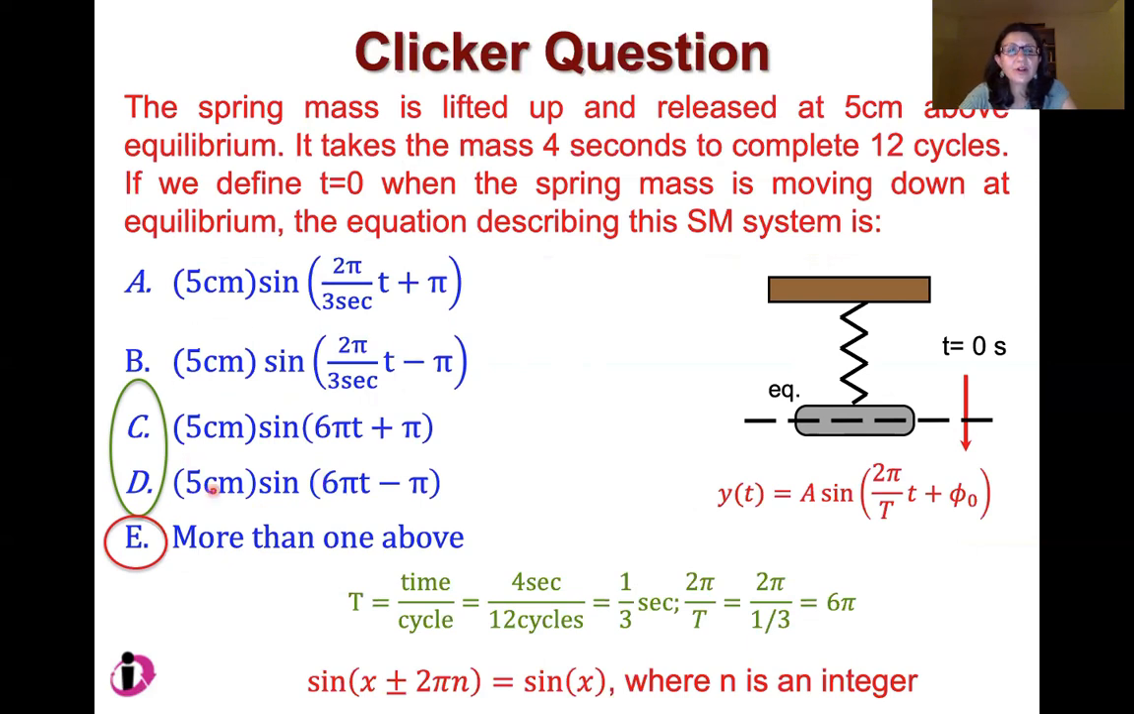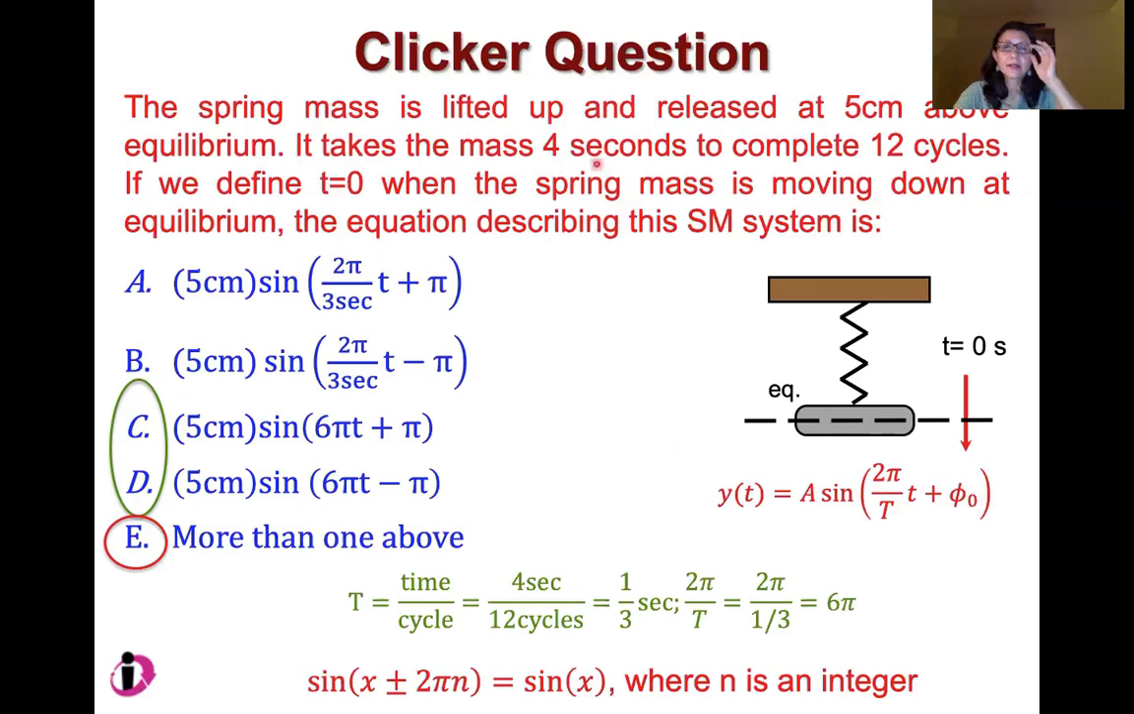So first of all, the options here had the amplitude at 5 centimeters, which is what you were given. Now let's think about this equation. What goes in here is 2 pi over the period. So what is the period?